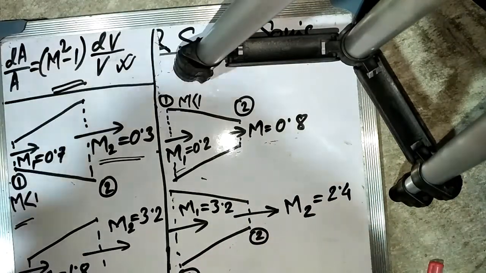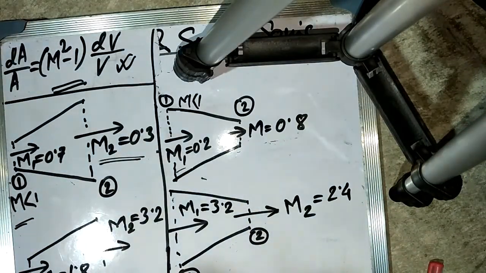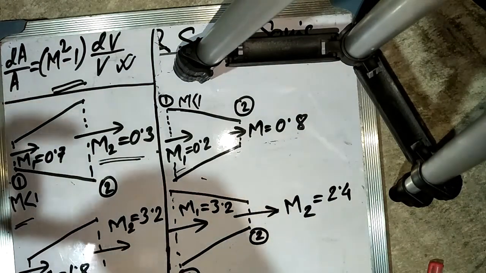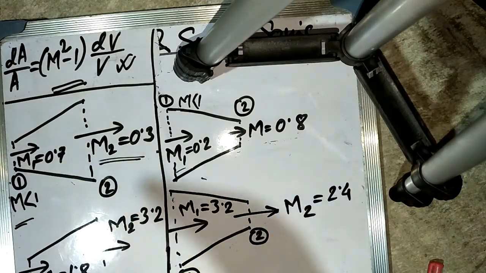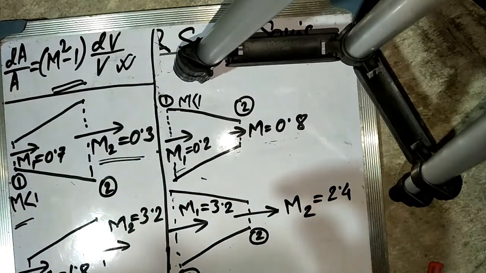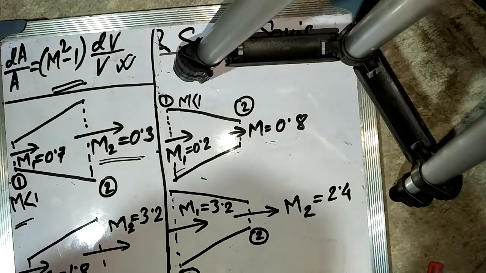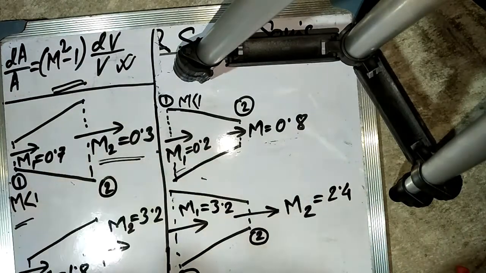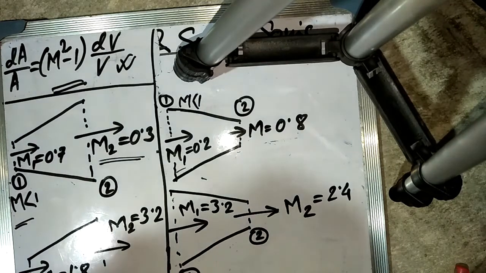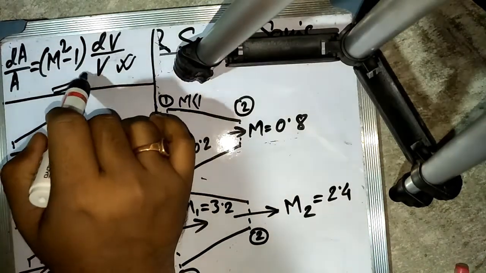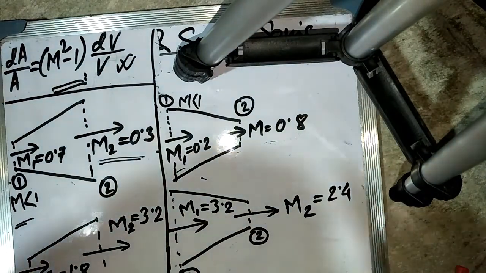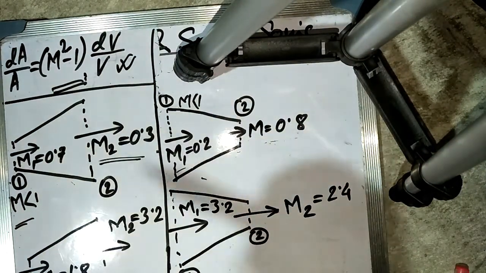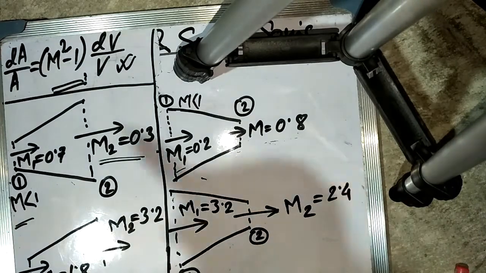So this is the relation between the area, velocity and the Mach number, and how we define the nozzle and diffuser depends on the end conditions. This is how we differentiate the diffuser and a nozzle. By using this equation we can define which kind of duct is a nozzle and which kind of duct is a diffuser. So these are the conditions.